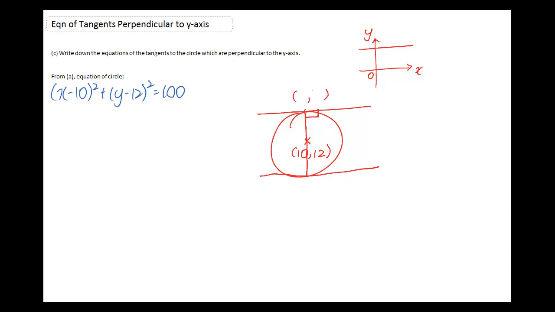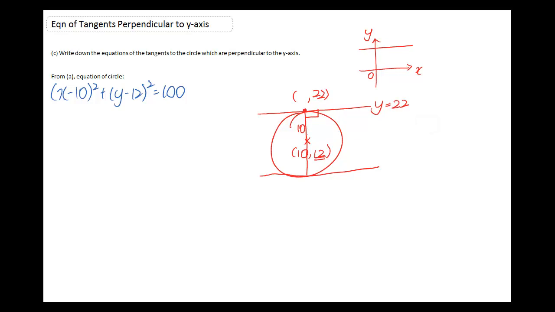In other words, we can know for sure the y-coordinate of this particular point here, because the radius of the circle is 10, which we have found out in part A as well, which means to say this point is 10 units above your center, which has a y-coordinate of 12. Therefore this point will be 22. And you don't even have to find the x-coordinate, because we just need the equation of the line, which means to say the equation will be y equals 22.